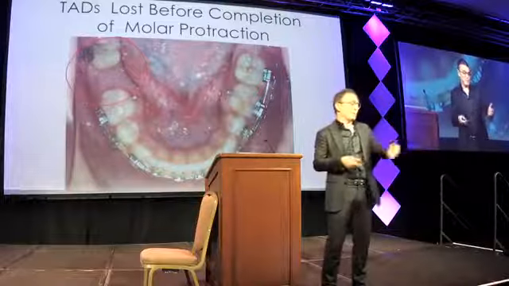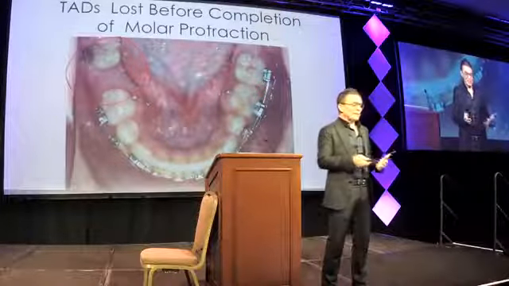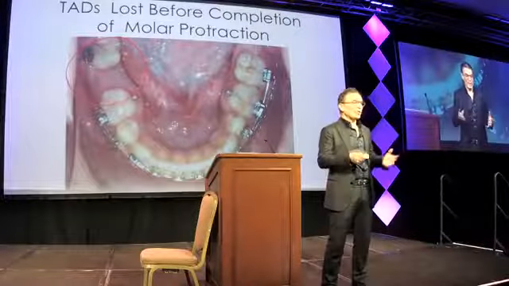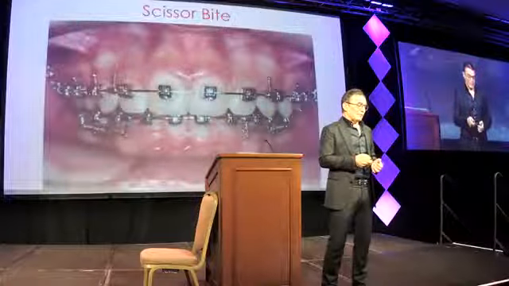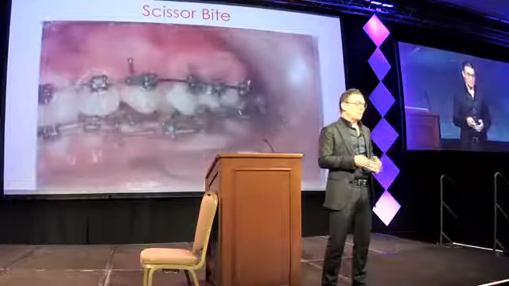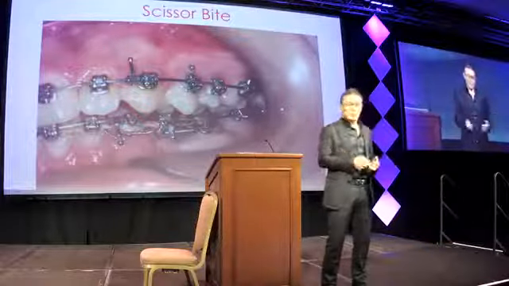He has the lower second molar not protracted yet, but we can see some problems here. The arch form is not right, and the occlusion is not good at all, with the scissor bite on the left side. So what to do in a case like that?